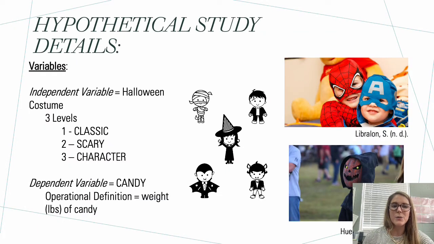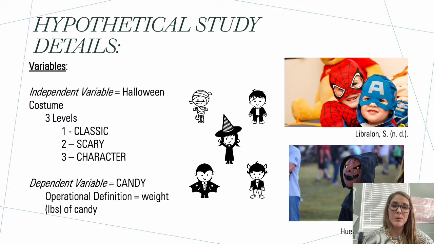In this study, we have to first decide on some variables. Our independent variable in this research study is the Halloween costume, and this variable we're going to have 3 levels of. So 3 kinds of Halloween costumes are going to be used in our research study. Classic Halloween costumes like witches and ghosts and vampires. Scary Halloween costumes, really gory ones. And character Halloween costumes like superheroes.